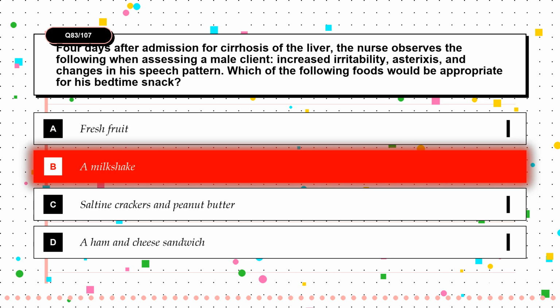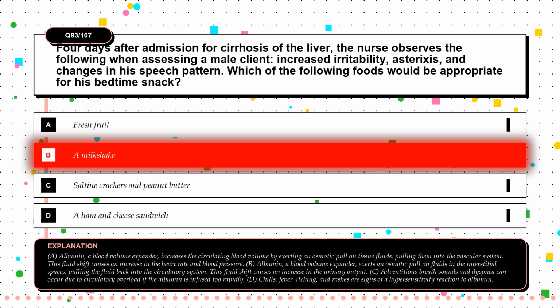The correct answer is option B, a milkshake. Albumin, a blood volume expander, increases the circulating blood volume by exerting an osmotic pull on tissue fluids, pulling them into the vascular system. This fluid shift causes an increase in the heart rate and blood pressure. B. Albumin, a blood volume expander, exerts an osmotic pull on fluids in the interstitial spaces, pulling the fluid back into the circulatory system. This fluid shift causes an increase in the urinary output.